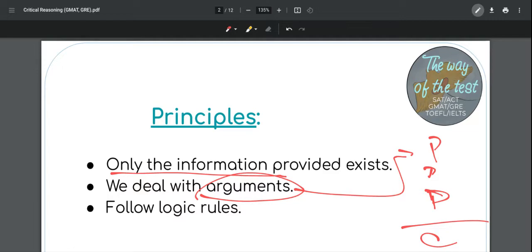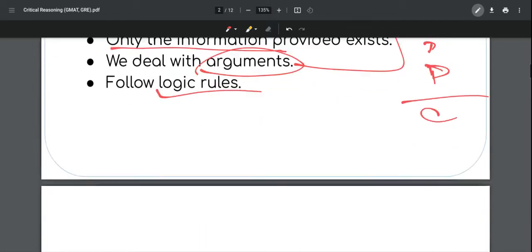Another principle, remember, you have to follow the logic rules. This is important because the basic thing for the argument provided in the critical reasoning section is that we're supposed to reach the conclusion by following logical rules. So we're not just supposed to reach the conclusion by what we want to be true or by what we would like to be true. There has to be some backup.